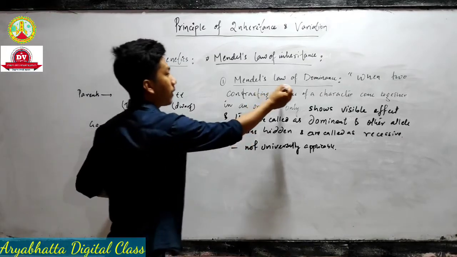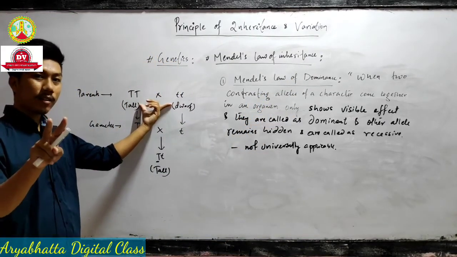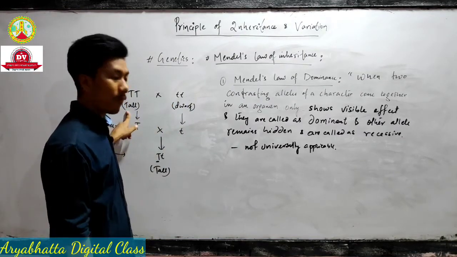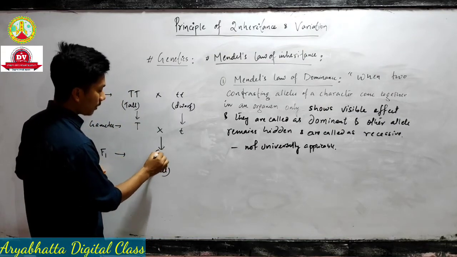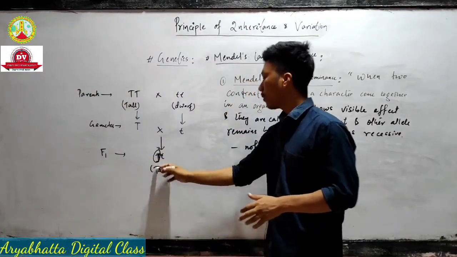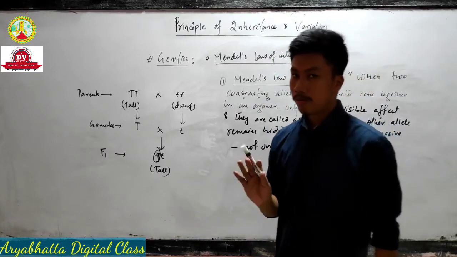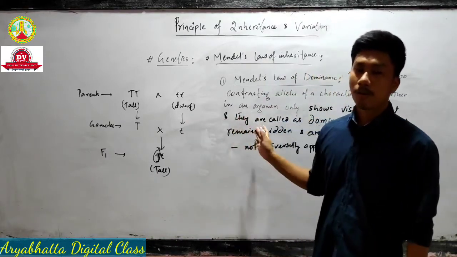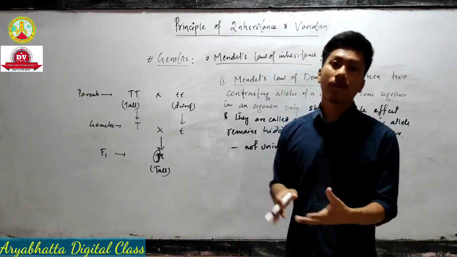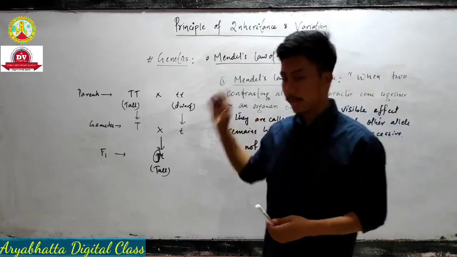According to this law, when a cross is made between two parents, that means between tall and dwarf, only the dominant will show its visible effect. So only the dominant, capital T, will show its visible effect. That means the plants will be all tall. But this law is not universally applicable. In some crosses, we find that the dominant and the recessive both show their character. So there are some exceptions. We will see that later in the next topic.